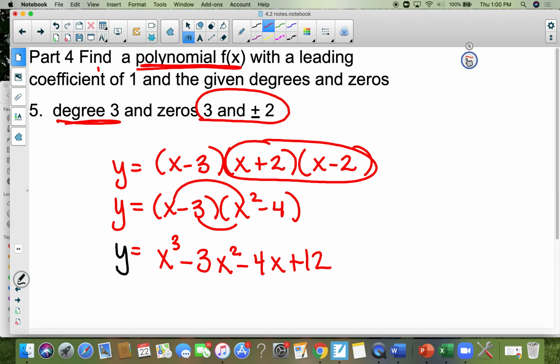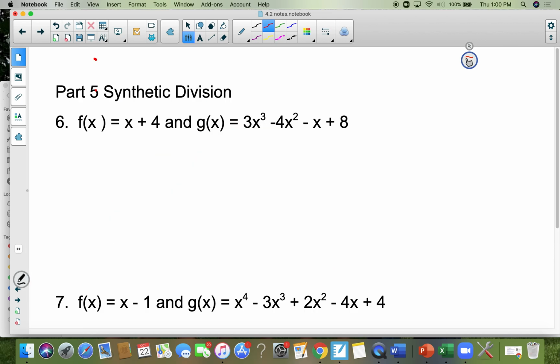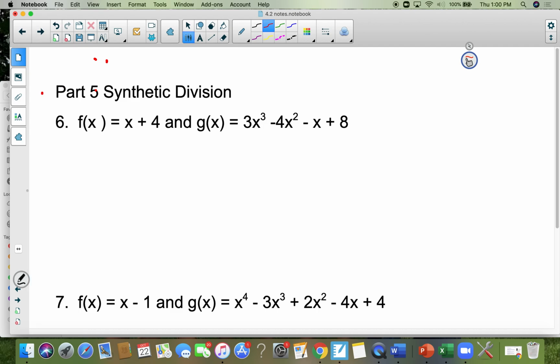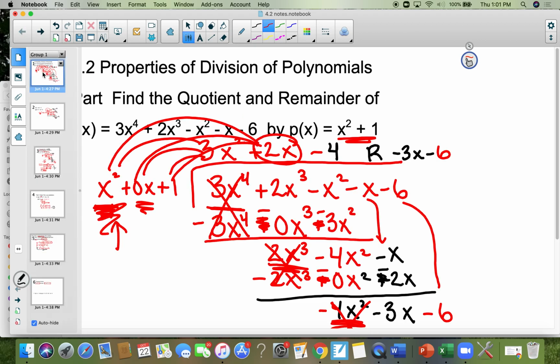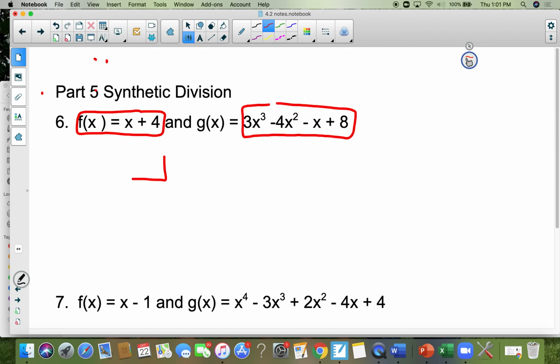Later on in this chapter, you're going to be given this, and you'll have to find these three, but it's easier if they give you those three to find a polynomial. And synthetic division is the last part of today's assignment, leading into the next section. They want you to solve this problem using synthetic division. At the beginning of the notes, we solved it using long division. This is just another method that's very similar to long division.